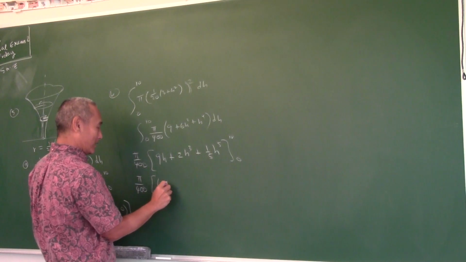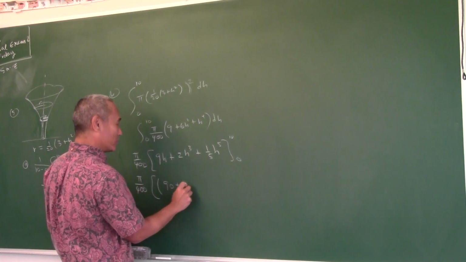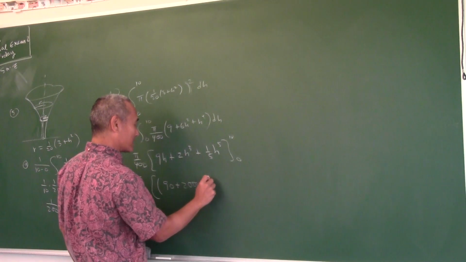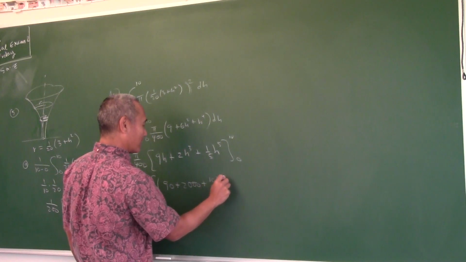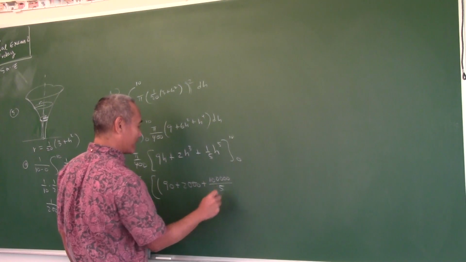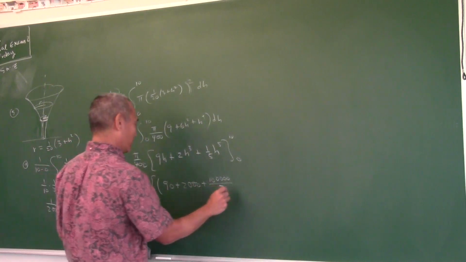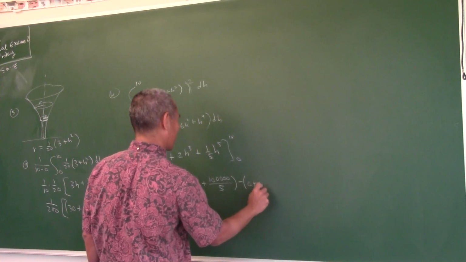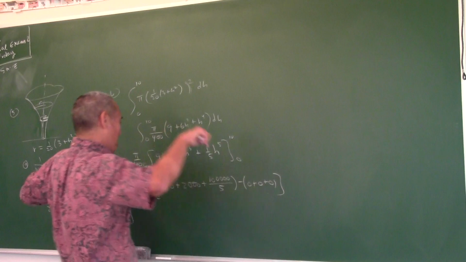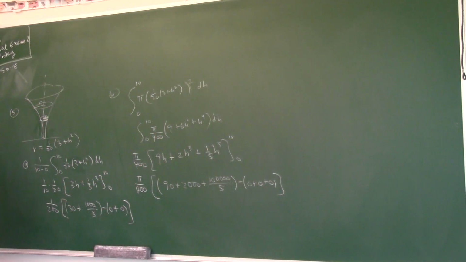So what do we got? 90 plus 2,000 plus 100,000 over 5, don't even take the chance, minus 0 plus 0 plus 0. Bam, full credit. Do not even attempt to simplify it.